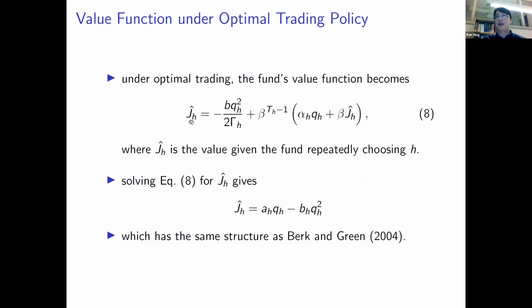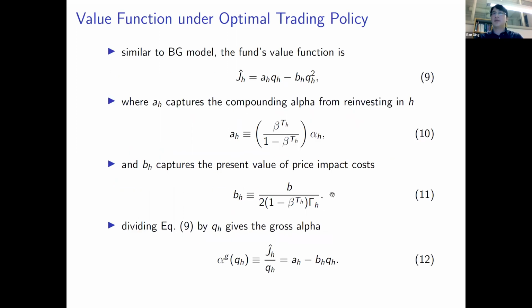So here, if we use the same G hat, it represents the value function of choosing opportunity H, and we can solve this value function for the expression of J. If we solve it, basically the structure and the expression of J resembles the structure in Berk and Green's model. So we have a well-known expression: the value added equals the alpha of that investment opportunity multiplied by the fund size QH. And the second term is a decreasing return to scale. That's, in our model, the price impact cost multiplied by the fund size to the power of two.